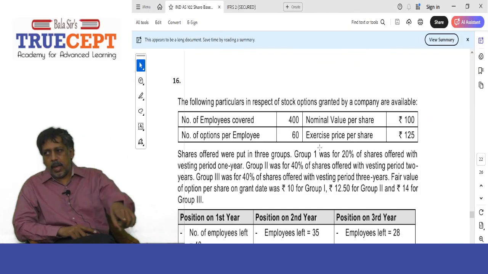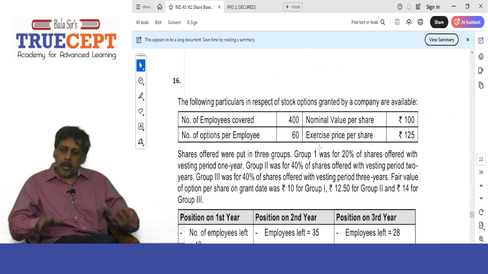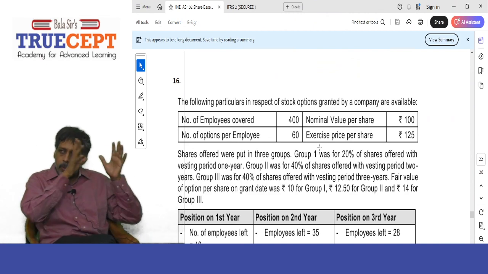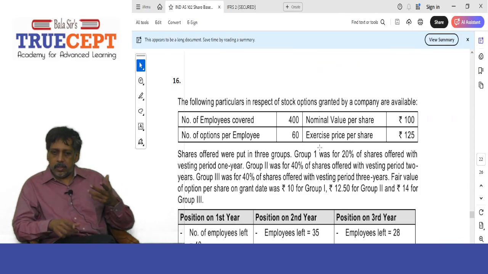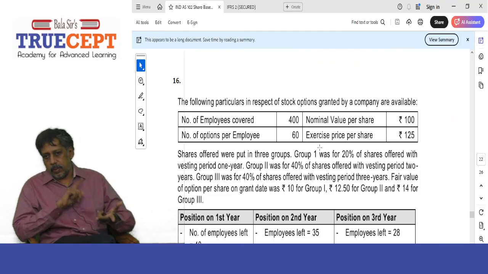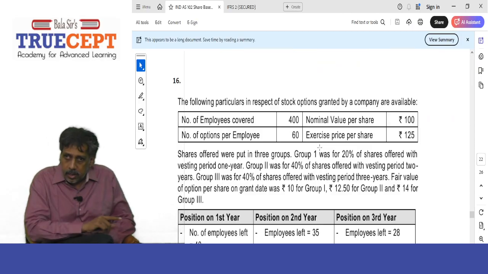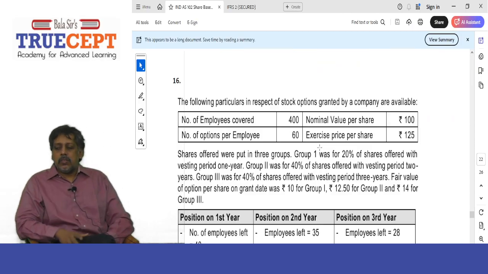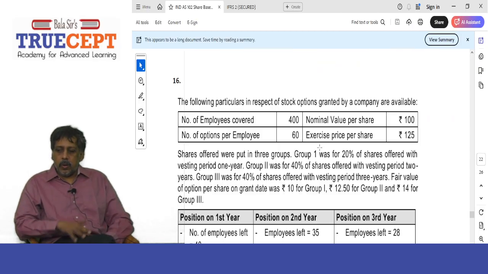But this example is on something called graded vesting, where a certain number of shares will vest after 1 year of service. Another lot of shares will vest after 2 years of service. Another lot after 3 years of service. It's called what? Graded vesting. So now we shall take on an example on graded vesting. Question number 16.